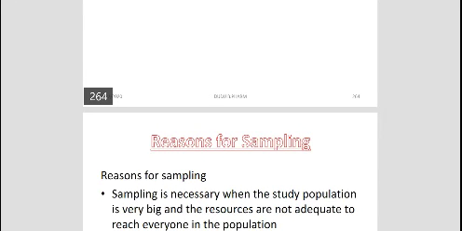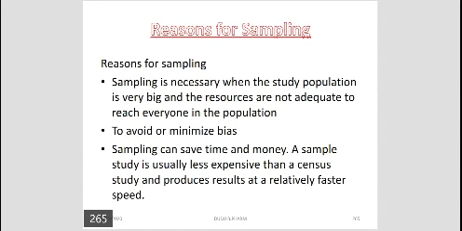Now let's come to the reasons for sampling. Why sampling? Sampling is necessary when the study population is very big and the resources are not adequate to reach everyone in the population. To avoid or minimize bias, sampling can save time and money. A sample study is usually less expensive than a census study and produces results at a relatively faster speed.